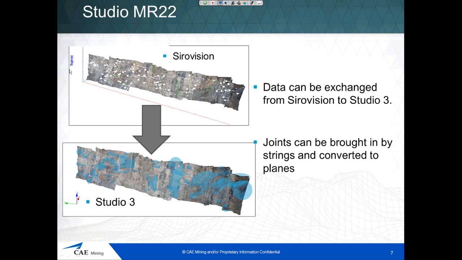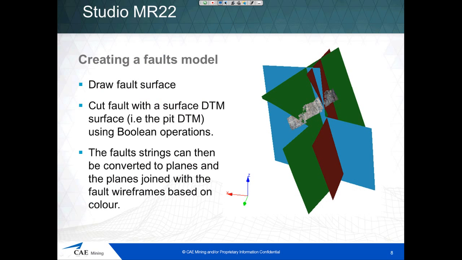Then creating a new fault within Studio is very easy. You can draw faulted surfaces along your Sirovision picture, or along any faults that you have within your Sirovision picture. This was done for a cliff, but for open pits you can also do exactly the same thing.